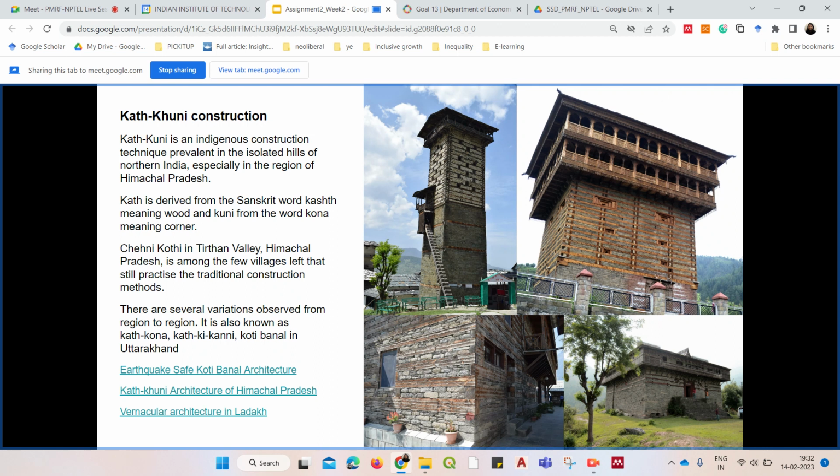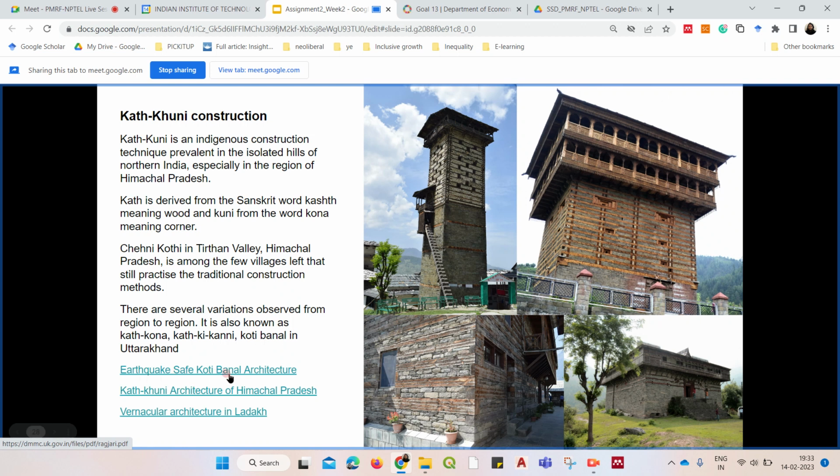which is very key to this kind of construction. And it is also called by different names like Katkona or Koti Banal in Uttarakhand. So it varies a little bit in the region. So it follows a similar pattern of construction, but it varies a little bit in how it is executed and how it is named. If you want to read further about it, I have provided several links.